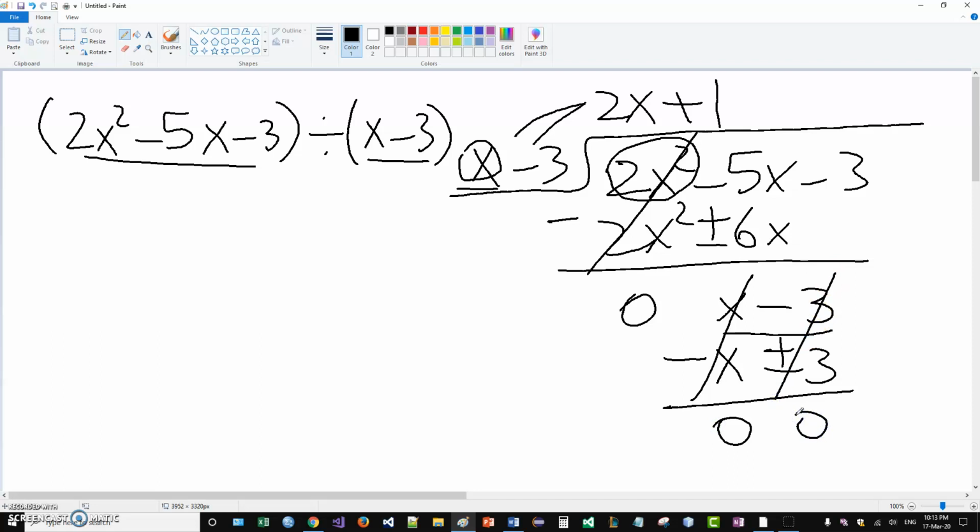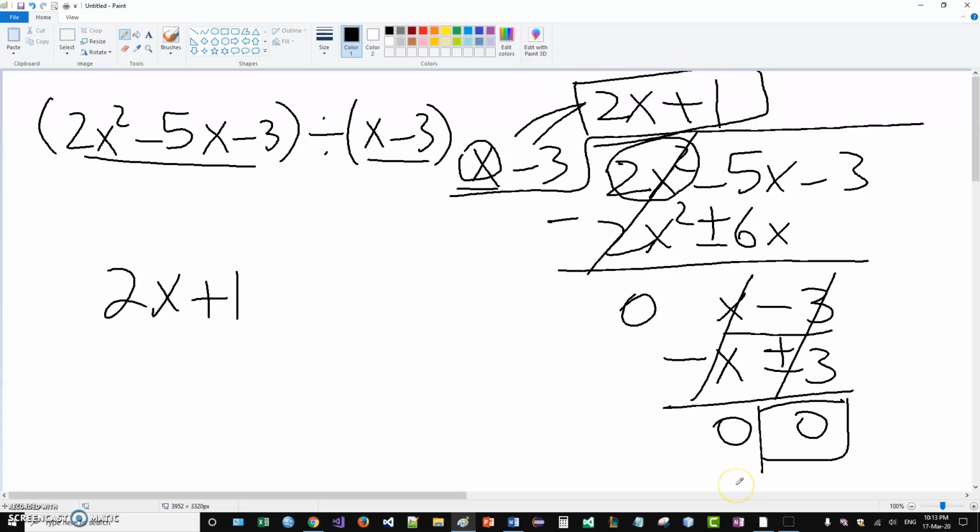So the answer is 2x plus 1. This is the quotient. And this is the remainder. So we don't have any remainder. So when you divide 2x squared minus 5x minus 3 by x minus 3, you get 2x plus 1. That would be your answer.